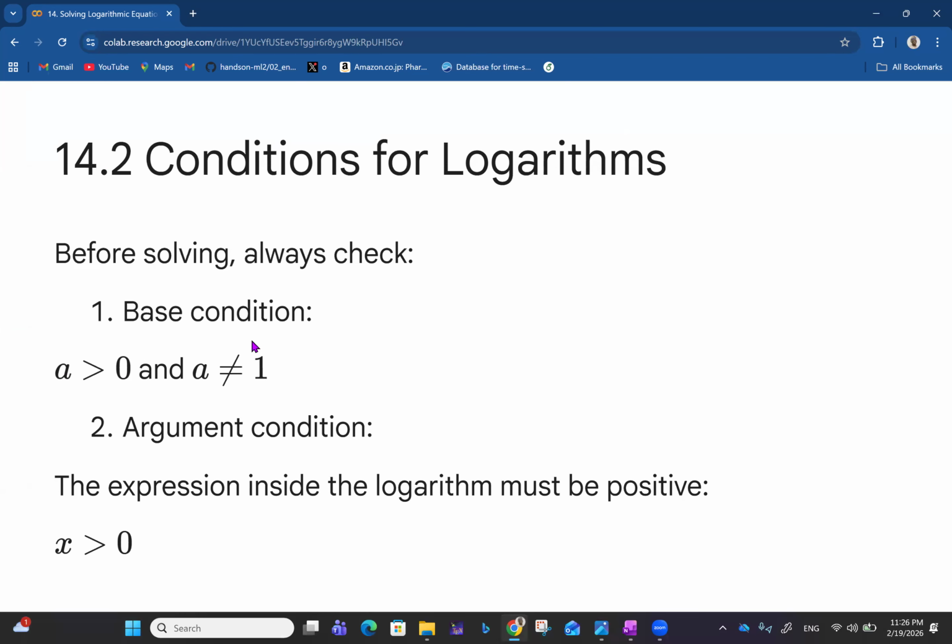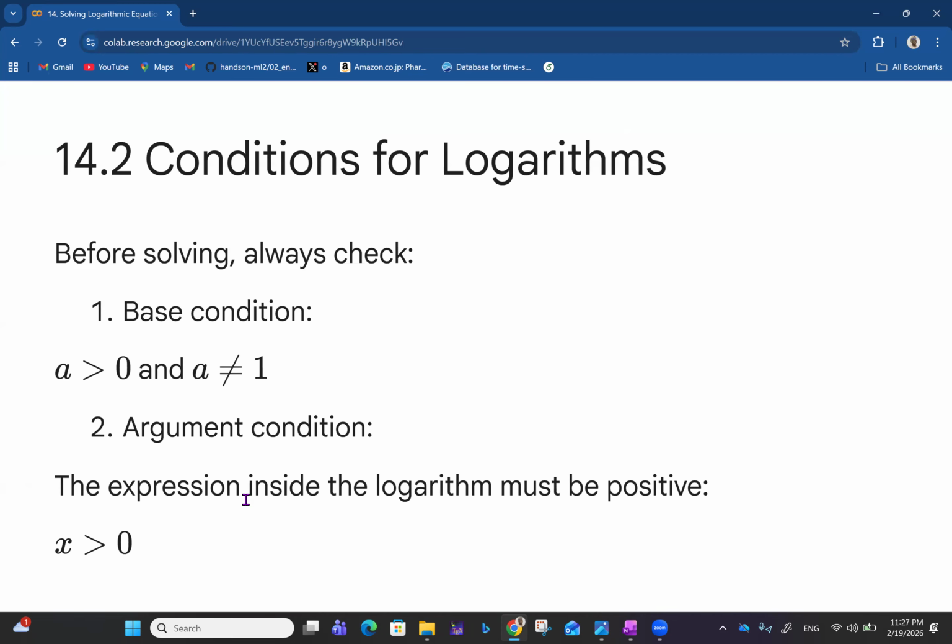So you have to skip 1. After 0 you can have anything from 0 to 0.99999, but then you can't have 1. After that you can begin to have 1 point something, and so on and so forth. So a greater than 1 won't work in that case. That's something I'd like to take back.